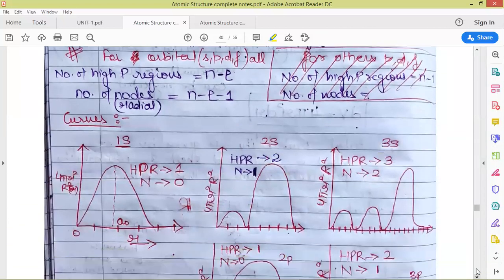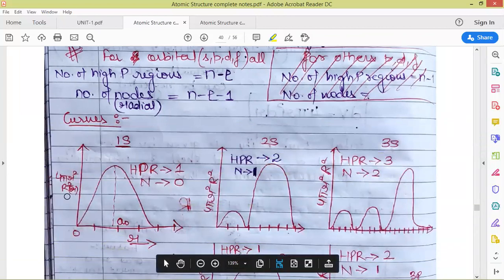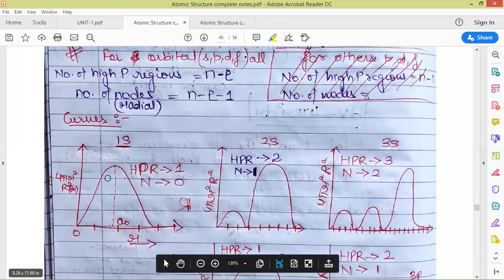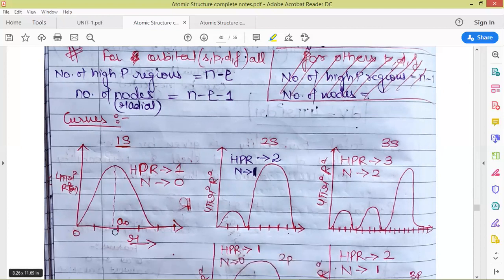So let us have a look at the curves. This is the formula of probability, and we are plotting it against r. This is for 1s orbital. Here we can define high probability regions. The number of high probability regions is based upon the formula n minus l. Here the value of n is 1, and for s, the value of l is 0. That means 1. The number of nodes is going to be 0, based upon n minus l minus 1. So the shape of the curve is going to be like this, where the maxima is present at a0, which is the radius of the first Bohr orbit for the hydrogen atom.